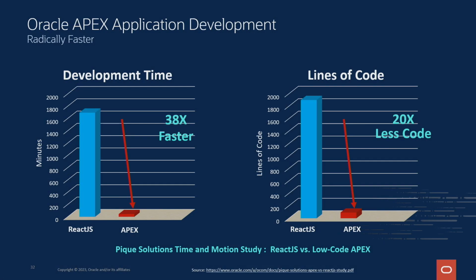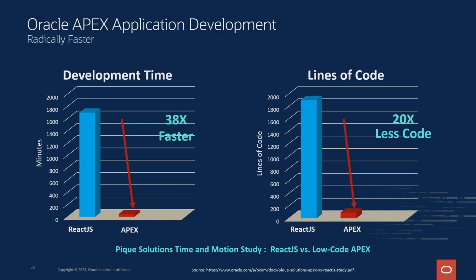This is a very interesting story. I worked with a company called Peak Solutions 5 years back. When we were going to announce the Apex application development service, I asked them to do a time and motion study for us. The study was basically building a React.js application with faceted search and interactive grid, and building that same application in Apex. So we asked Peak Solutions, a third-party company, completely independent, with no say from our side, to do a study for us.